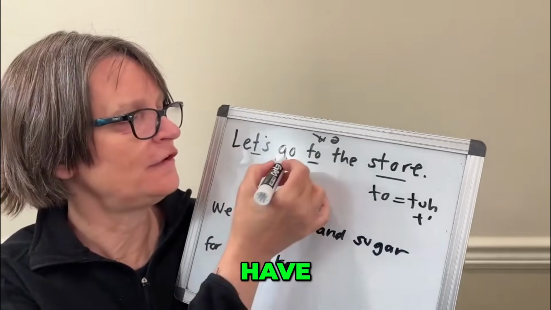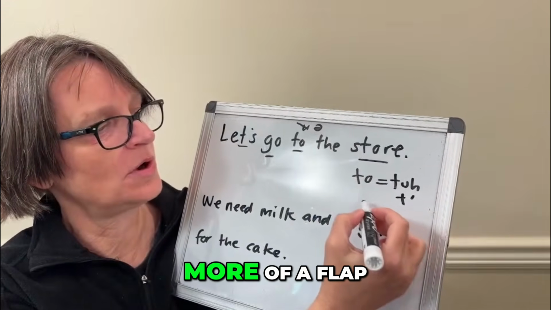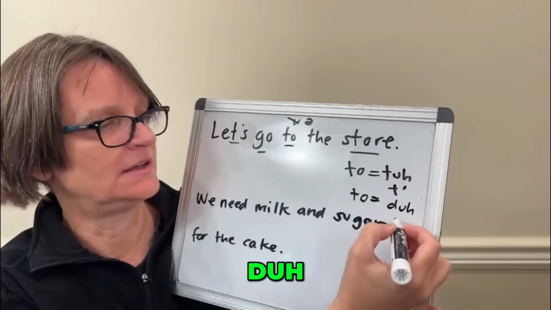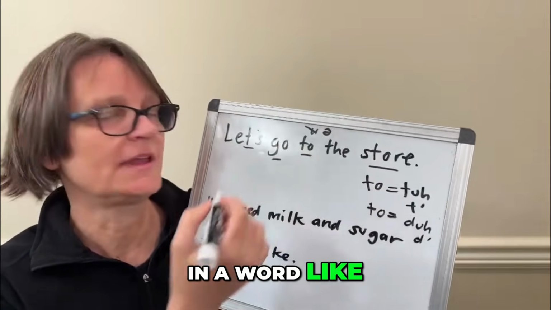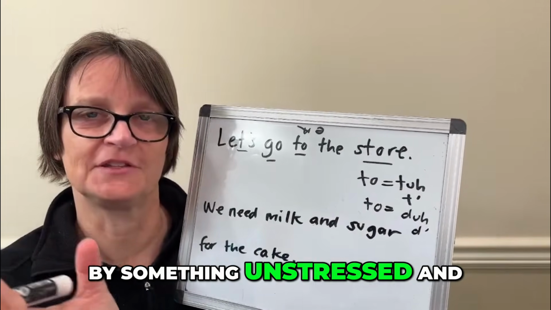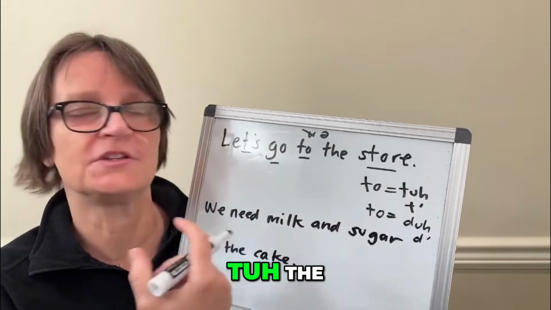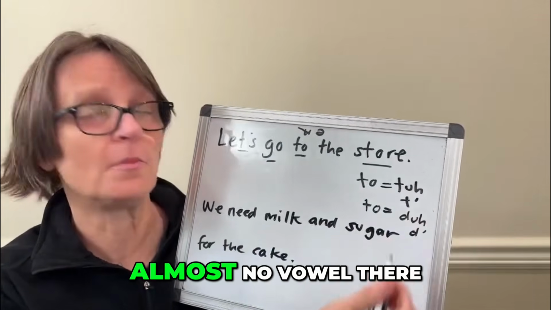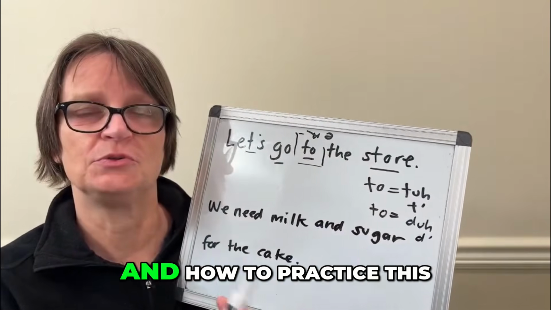And then when I have the T sound coming between two vowels, it can actually become more of a flap. So my "to," in that case, becomes more of a "duh," go to the. So it's just like in a word like "water" or "better," where we flap that T when it's followed by something unstressed and it's between two vowels. Same thing happens to "to" here. So you will hear "to the," and also "to the," go to the. Again, very short, almost no vowel there. I do have several videos talking about how to use reduced "to" and how to practice this.